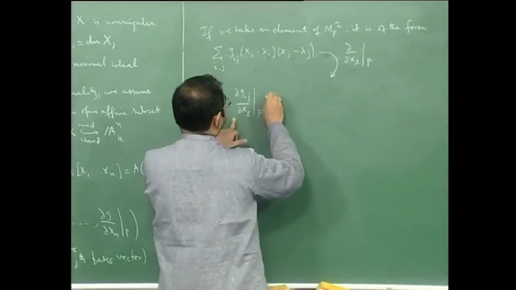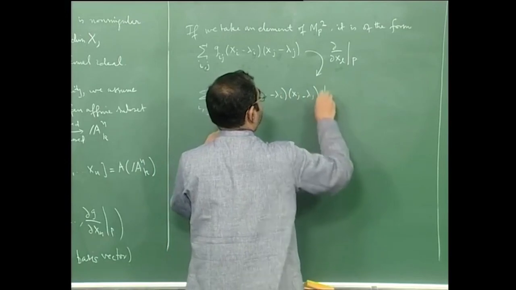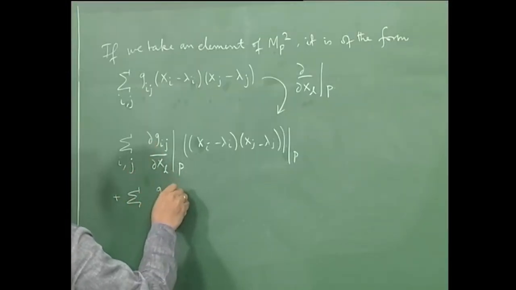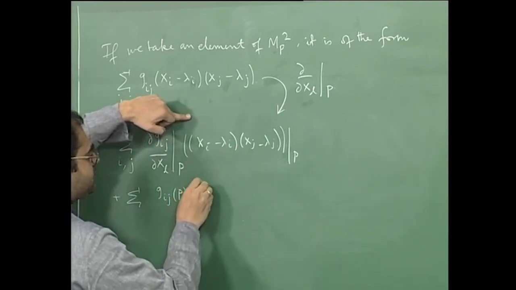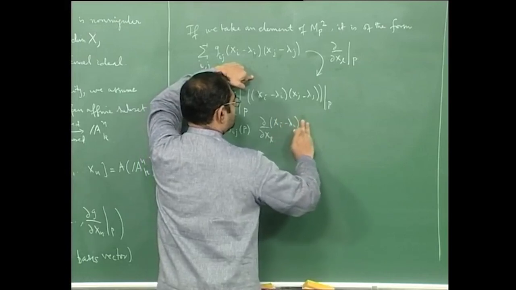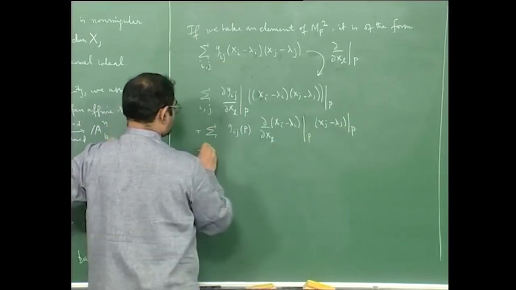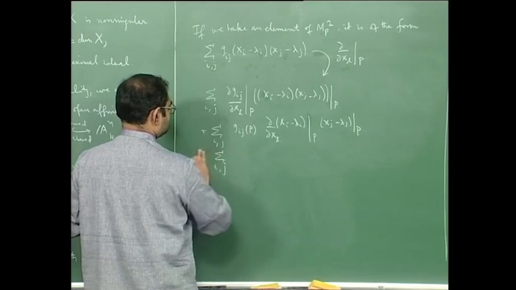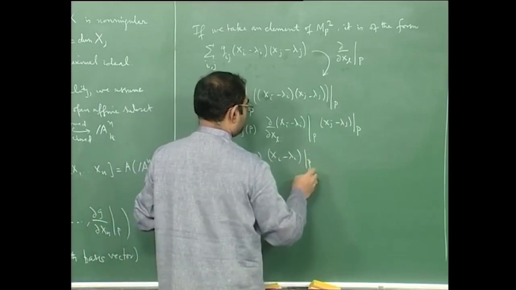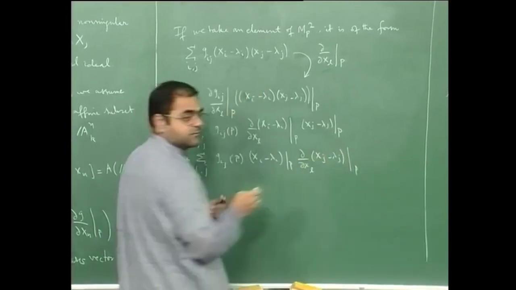And what is it? If you apply the chain rule, this will be xi minus lambda i xj minus lambda j at p. This is one term. Then the other term will have gij at p, and then I will have dou by dou xl of xi minus lambda i at p into xj minus lambda j at p, and then one more term: xi minus lambda i at p into dou by dou xl of xj minus lambda j at p. This is what I will get.